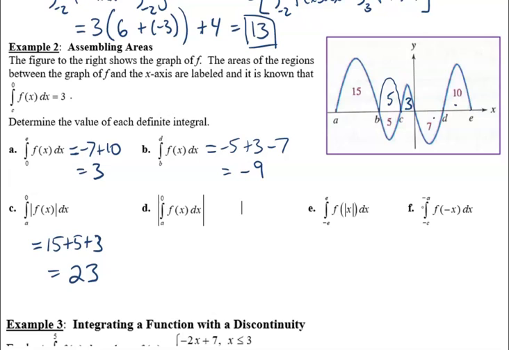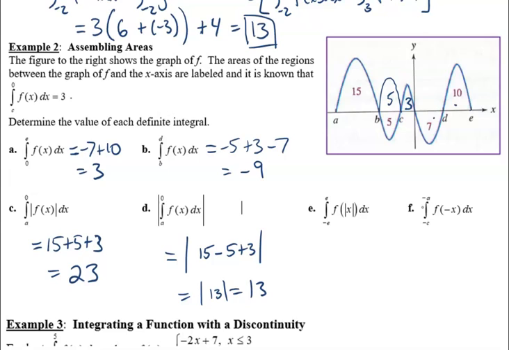Okay, and then a little bit different here. This is the integral from a to 0 of f of x dx, and then the absolute value of that whole thing. We have not done a to 0. So a to 0 has a value, the integral of, let's see, 15 minus 5 plus 3, which is the absolute value of 13, which is 13.